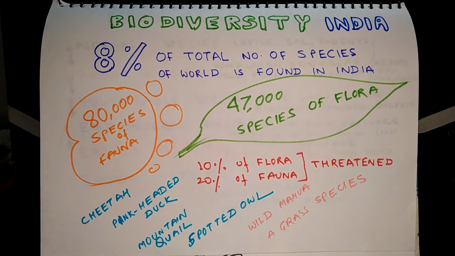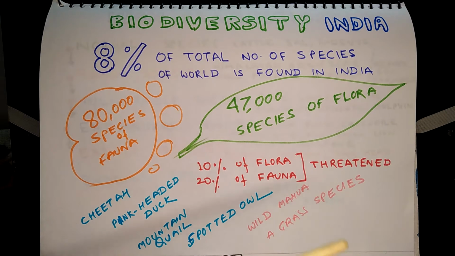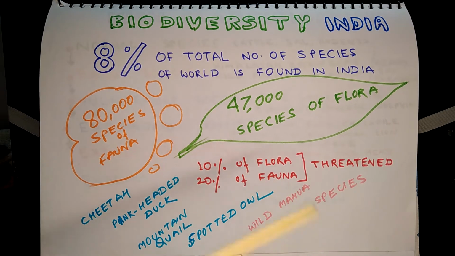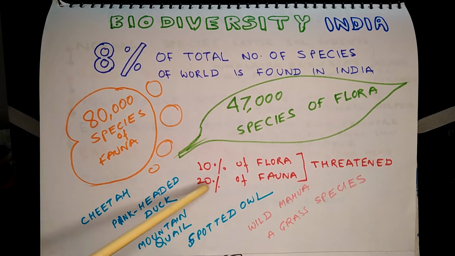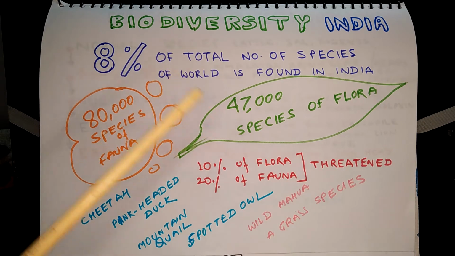India is naturally endowed with rich biodiversity, which is evident from the fact that 8% of the total number of species of the world is found in India. So India is home to 80,000 species of fauna and 47,000 species of flora. That is a good sign, but the matter of concern is that 10% of flora and 20% of fauna in India is under the category of threatened species. That means these species are endangered and they can become extinct.